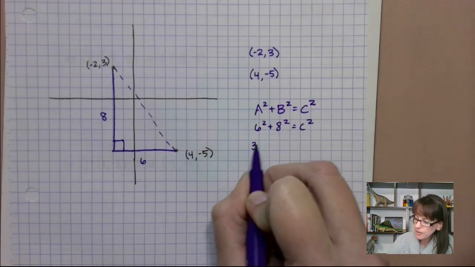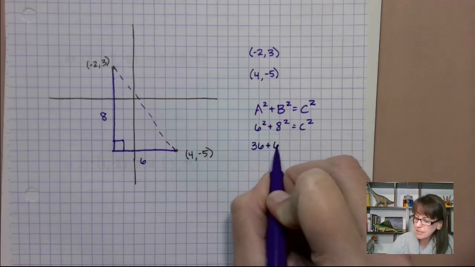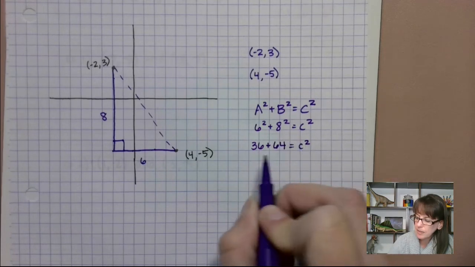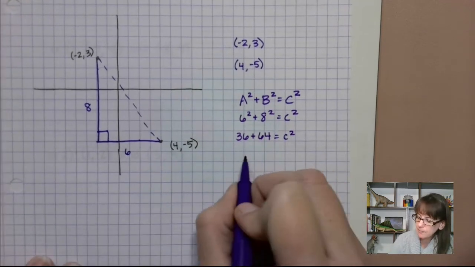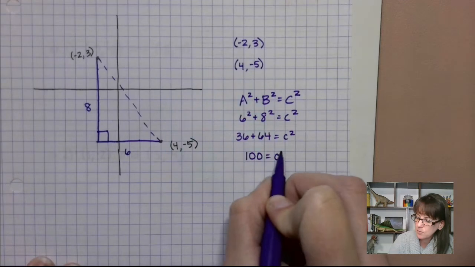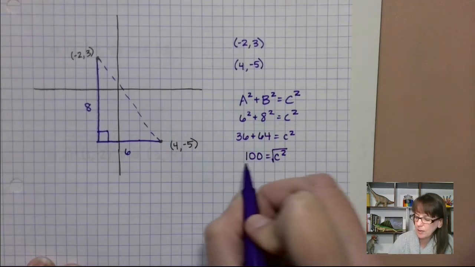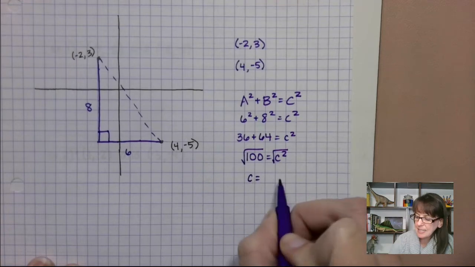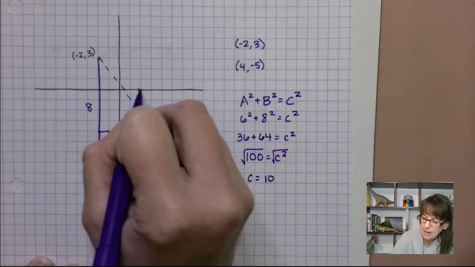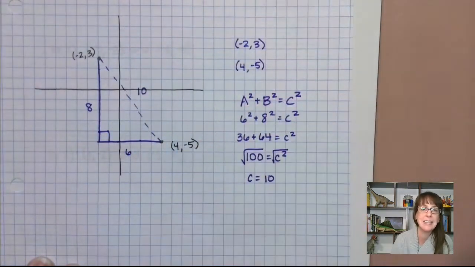6 squared is 36 plus 8 squared, which is 64, equals c squared. 36 plus 64 is going to give us 100. So we have 100 equals c squared. Now, to get that c by itself, the opposite of squaring something is to square root it. So I get c equals 10. All right, so I have found my distance between these 2 points.